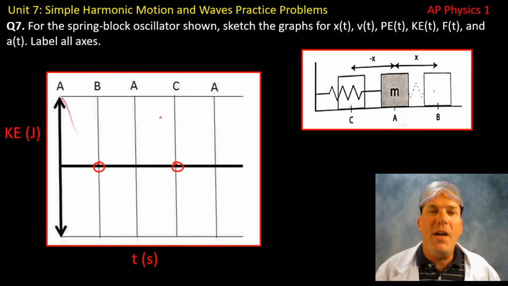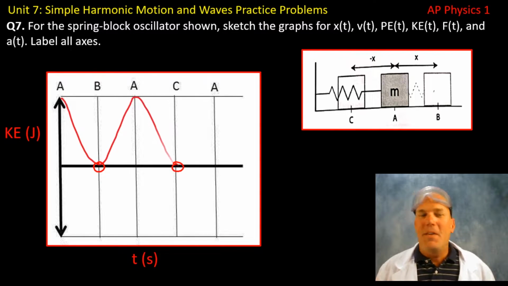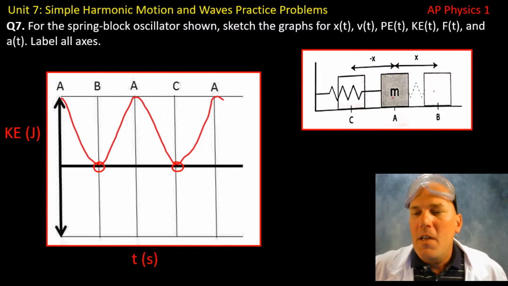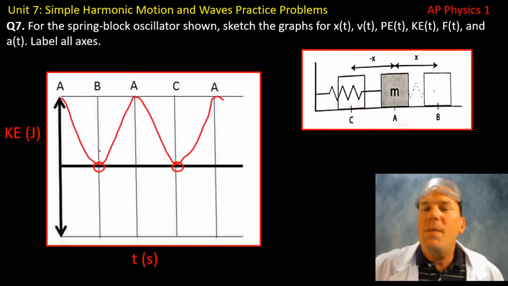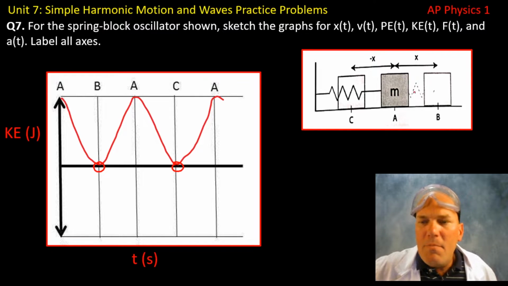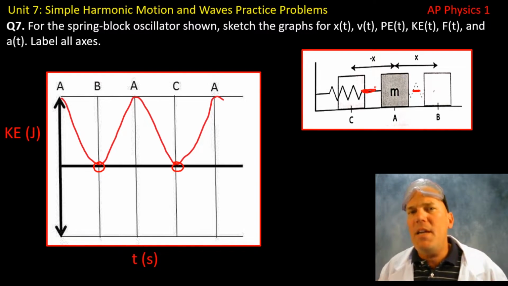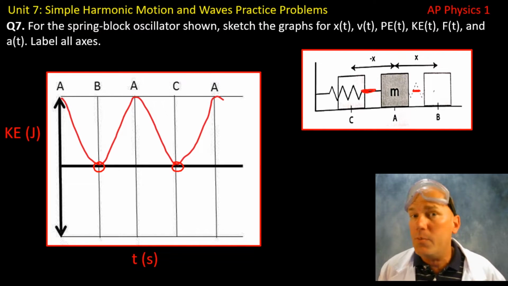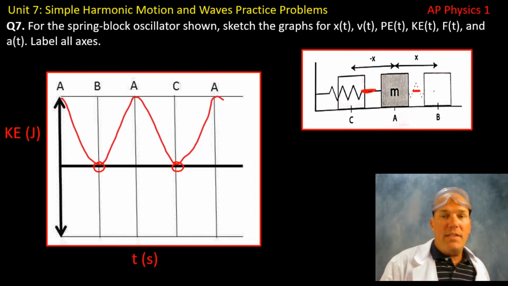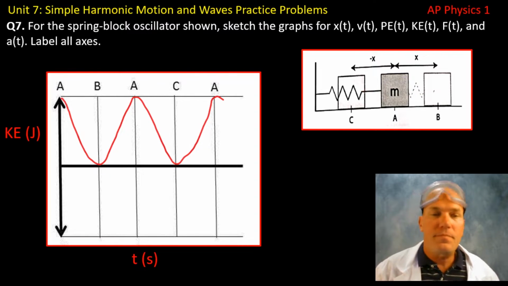This graph looks very similar to the one we just did, except it is the inverse. It is the opposite. And of course, one thing I haven't addressed yet is in between. Remember what's happening in between positions: we have a combination of kinetic energy and spring potential energy in between A and C or A and B.